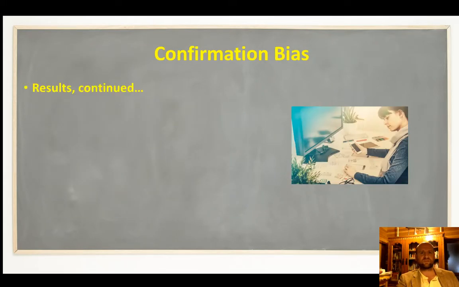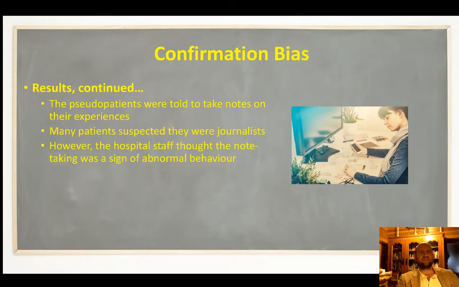All right, chalk and talk, the study. And I think this is the key. These are the key details that highlight the role of confirmation bias, as we're looking at confirmation bias as a type of clinical bias. The pseudo patients, the researchers, were taking notes on their experiences, and the patients around them were thinking, hey, something's wrong here, and they raised some alarm. In the beginning, the pseudo patients were quite secretive about taking the notes, and then afterwards they realized no one cared, so they were just doing it out in the open.